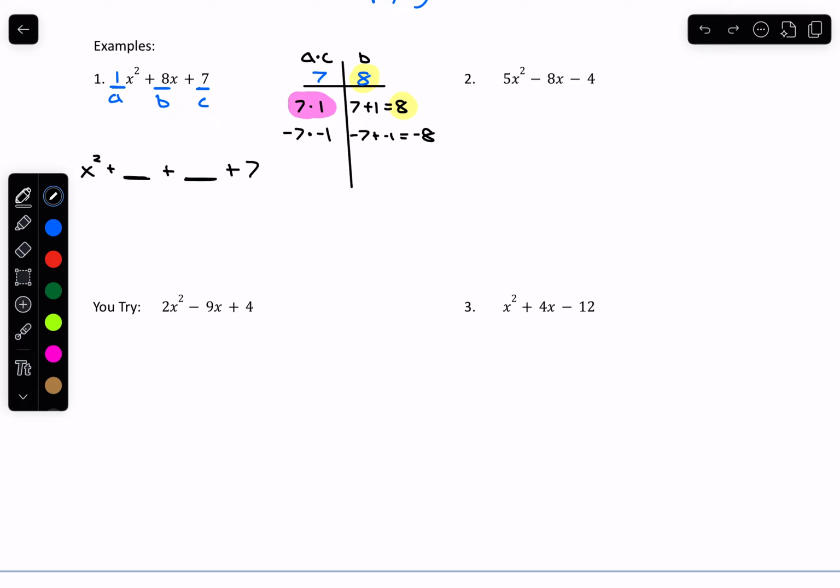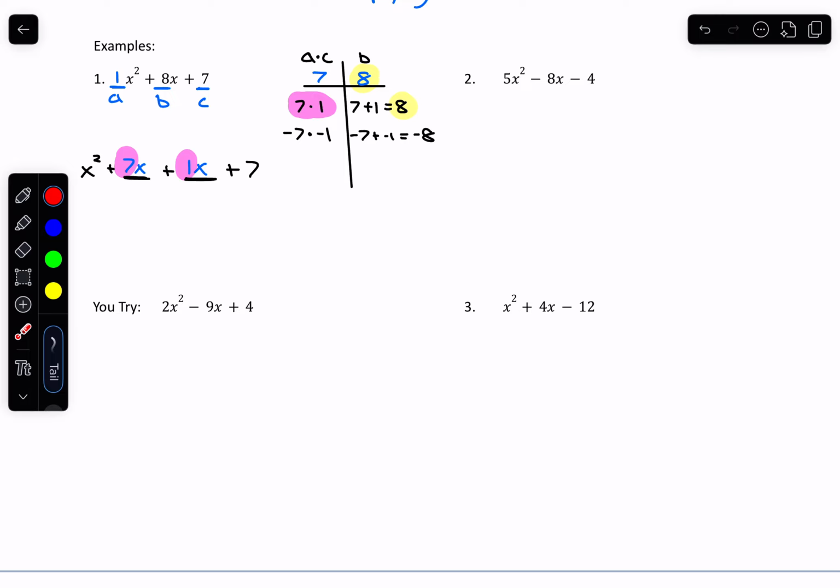So I can now split my middle to be 7x and 1x. Notice 7x and 1x add together to be 8x. And we already know that 7 times 1 multiplies to be 7, which was the AC term. So just to be clear, this 7 and this 1 are coming directly from this table over here. All right, that is the split in the middle part.